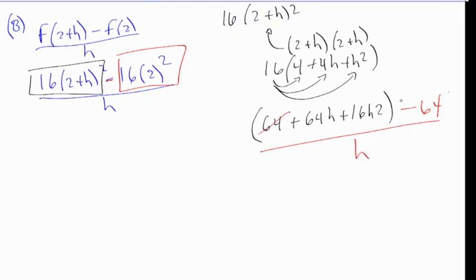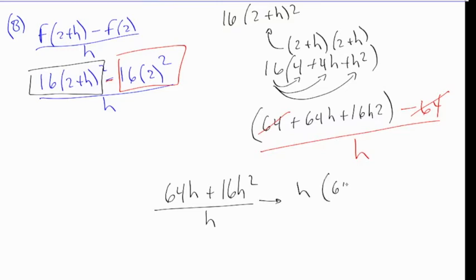So we see the 64s are going to cancel. And we now have 64h plus 16h squared all over h. Notice that there are h's in each term in the numerator, so we should factor out an h since it is a common factor. And we see now the h's in the denominator will cancel with the h we factored in the numerator. And we are left with a simplified expression, 64 plus 16h.